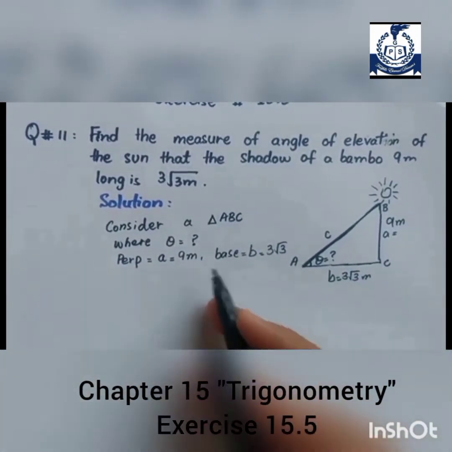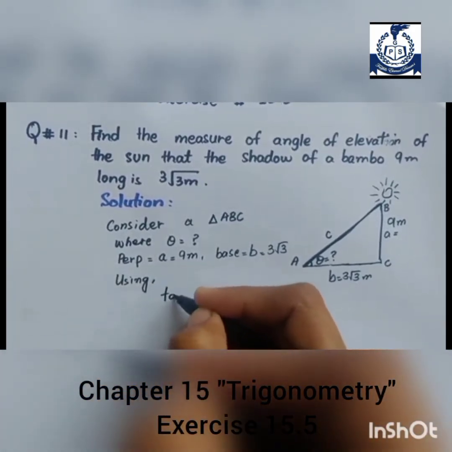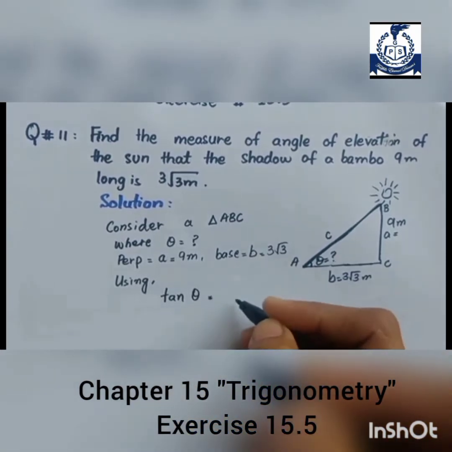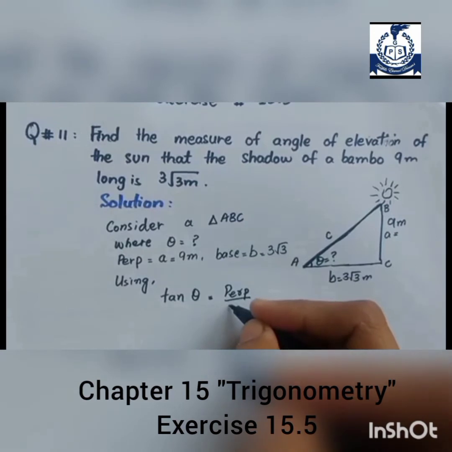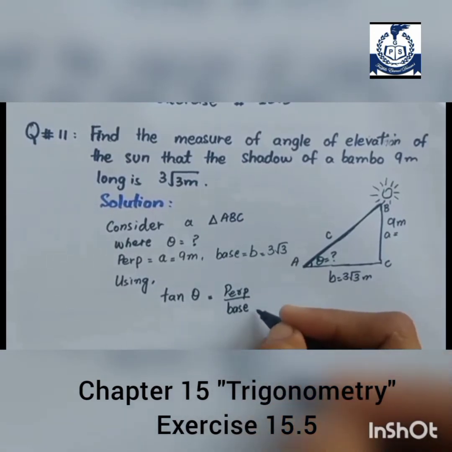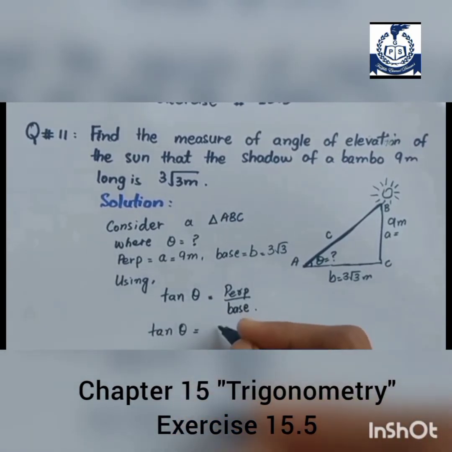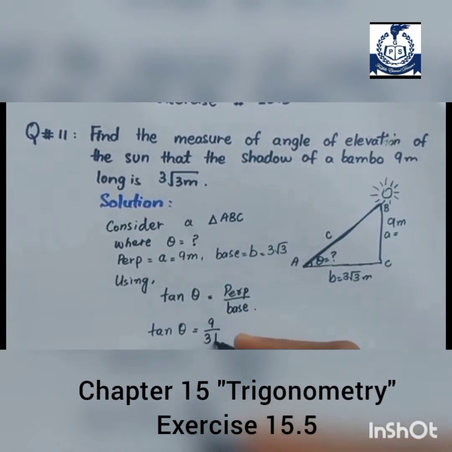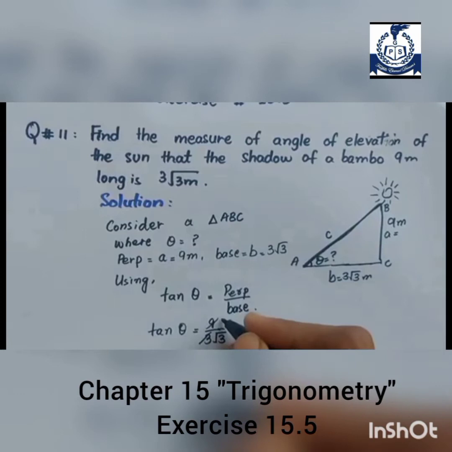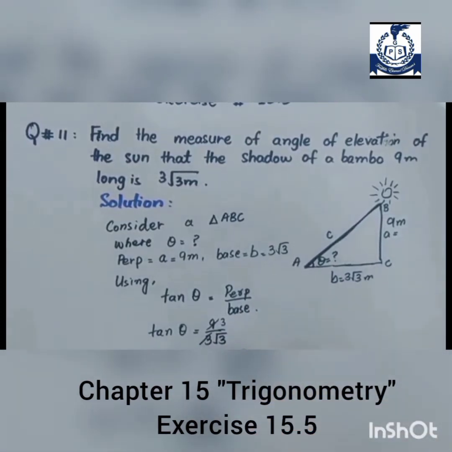So here I use the tan theta formula, tan theta is equal to perpendicular upon base, because we know the value of perpendicular and base, so we can easily find the value of theta with the help of this. Tan theta is equal to perpendicular 9 meter upon base 3 under root 3. 3 1s are 3 and 3 3s are 9. Cancel out. So tan theta is equal to 3 under root 3.